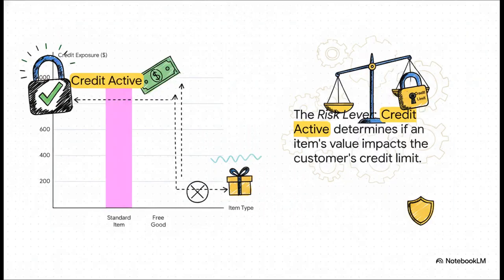Next is the risk lever. This one's called Credit Active. When this box is checked, the value of that item counts against the customer's credit limit. So that $1,000 laptop, yep, that's definitely raising their credit exposure. But for our free mouse, that box is unchecked. The system sees there's no financial risk, so it doesn't even bother hitting their credit. It's how a company protects itself from risk, one line item at a time.